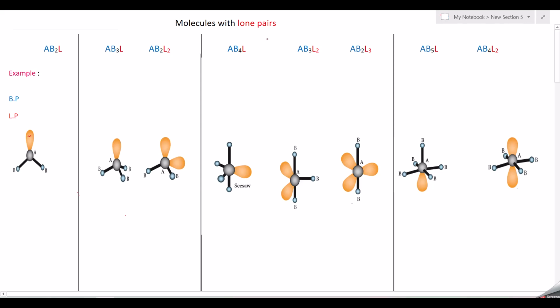Now I will go to molecules with lone pairs. So these are the types of molecules with lone pairs. A is the central atom, B are the atoms which are covalently bonded to A, and L is nothing but lone pairs. So the first one you can take is AB2L. An example for this one is sulfur dioxide or ozone. Sulfur is the central atom.